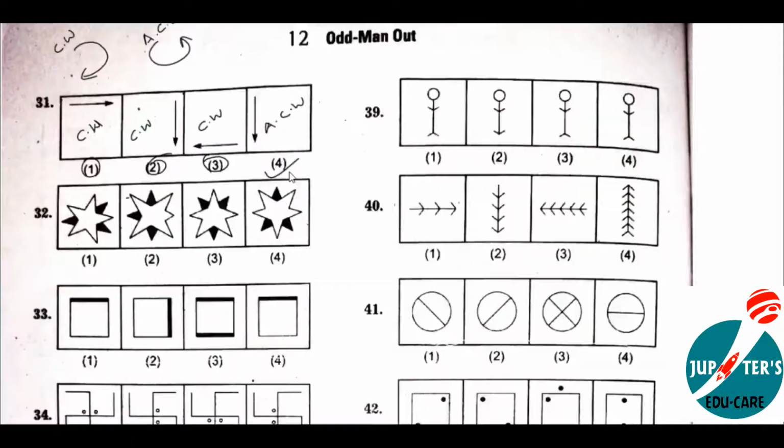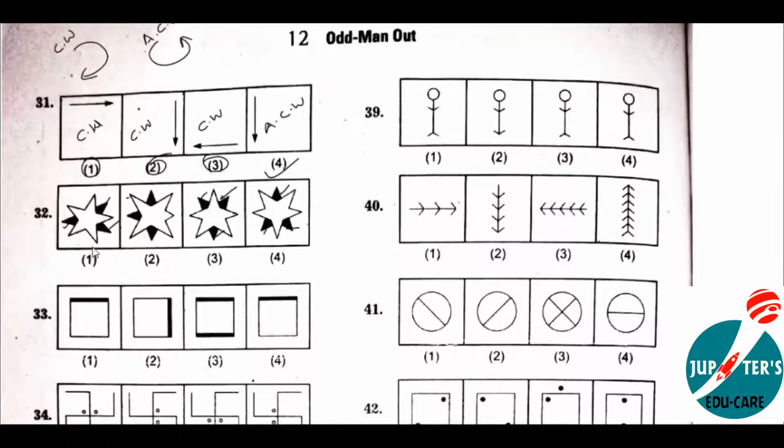Next, question number 32. See, in the first option we have three shaded parts. These two shaded parts are beside each other, and the third shaded part is opposite to these two shaded parts. Next, in option 3, observe carefully. These two shaded parts are beside each other, and the third is opposite to them. Next, in option 4, these two shaded parts are beside each other, and the third shaded part is opposite to them.